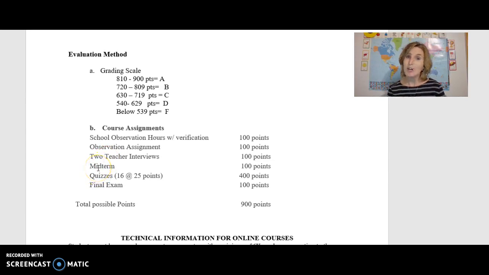You will have a midterm that is worth 100 points. You have 16 quizzes in this class, and it's an 8-week class, so that means there are 2 quizzes a week, so that's really fast paced. Those quizzes are 25 points apiece. And then, of course, your final exam will be worth 100 points for a possible total of 900 points. So if you have questions about that, reach out to me. I'll be glad to answer any questions that you might have.